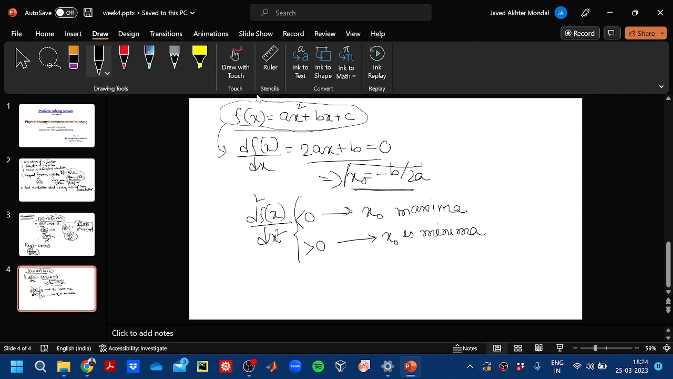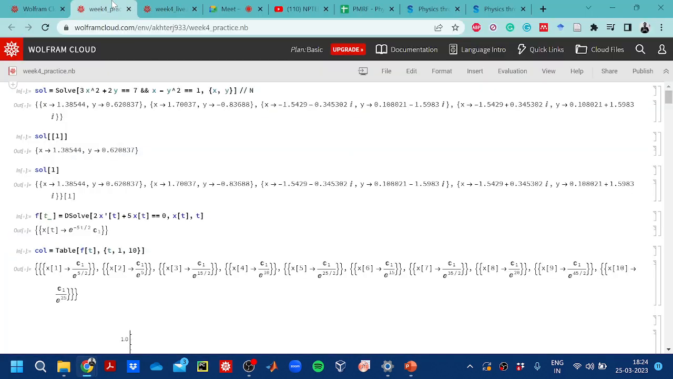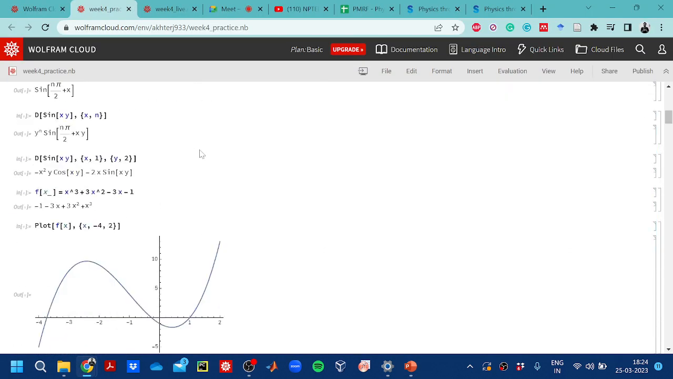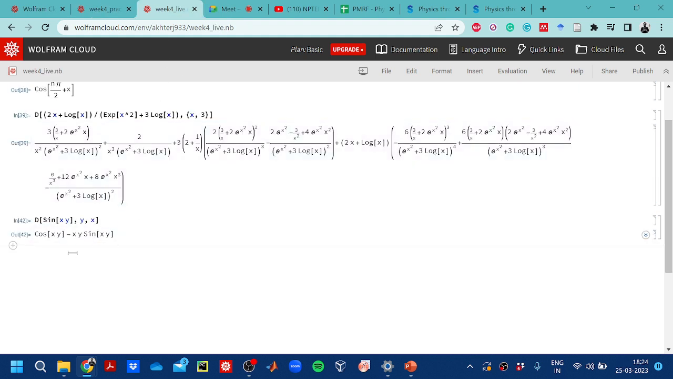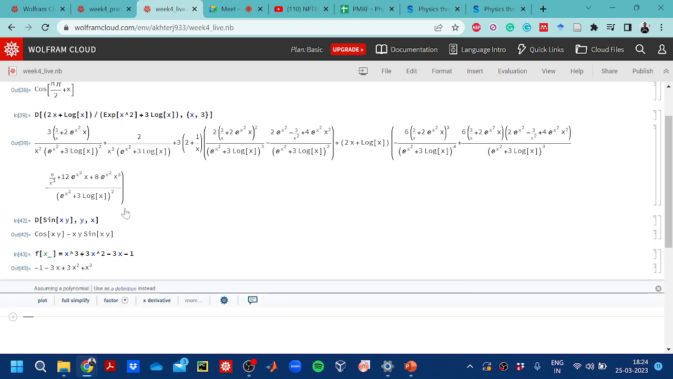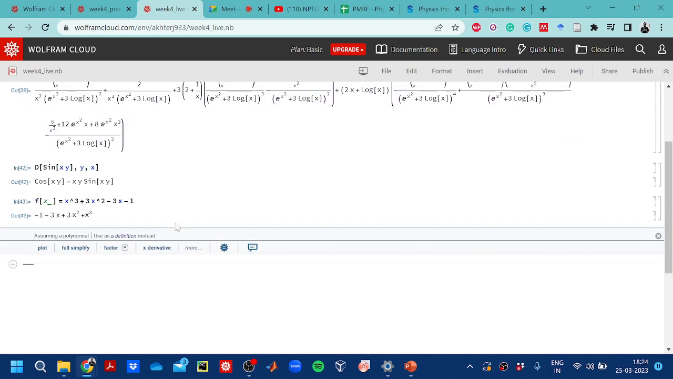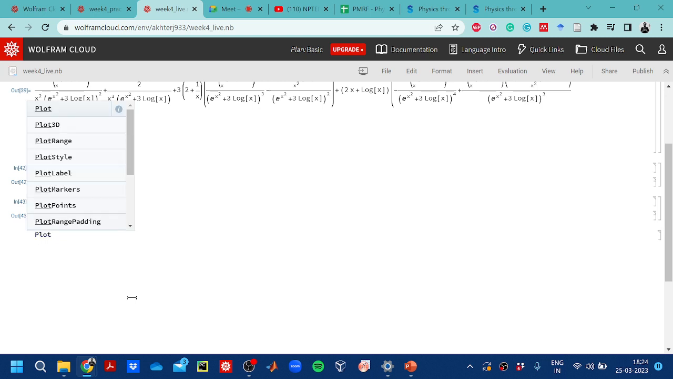So let us go through an example of this. Suppose we have this function. First, let us see how this function looks. For that we have to plot the function.